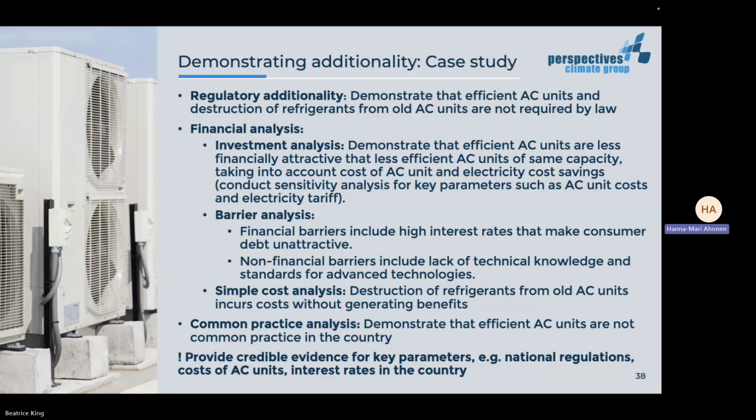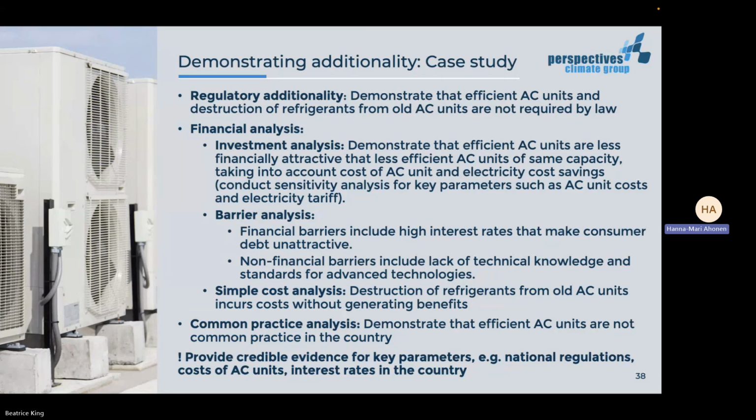And then in terms of simple cost analysis, when you do things like destroying refrigerants from old units, if it's not required by law, it's just a cost. There's no financial benefit for it. So then you can use a simpler analysis for that. And then you should also be able to show with common practice analysis as a complement that these energy efficient AC units are not a common practice. They are not seen around in your country or the area.